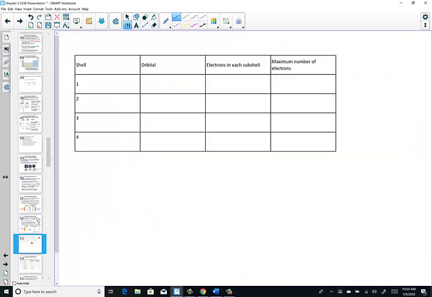So let's put that together in a grid. If n equals 1, I have 1 orbital. It's an S-shaped cloud.